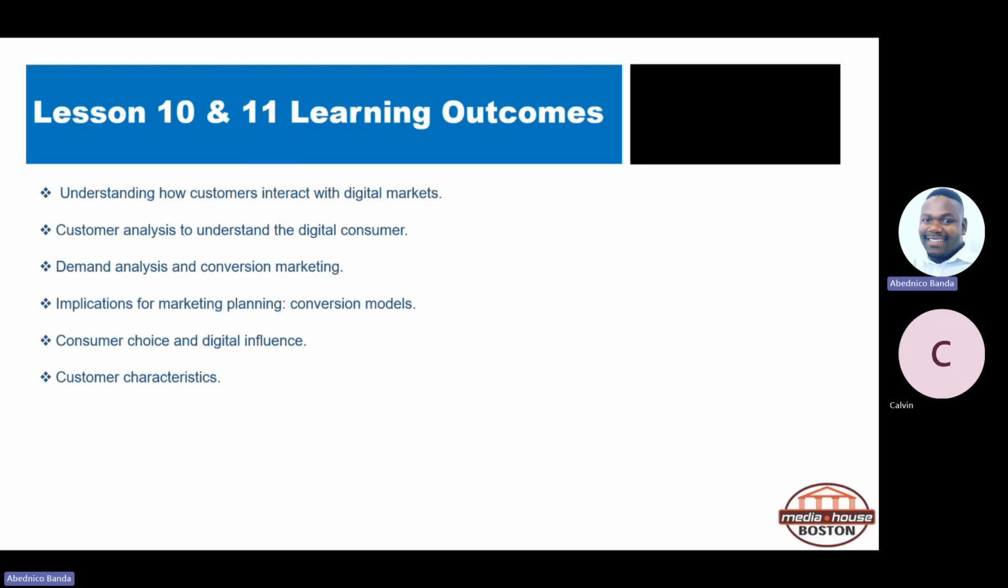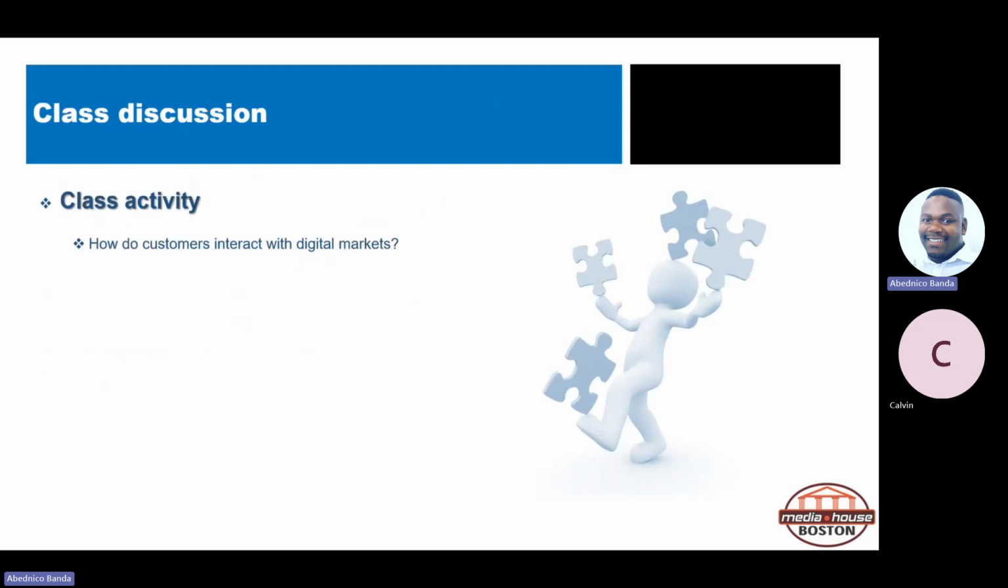You also need to do customer analysis to understand a digital consumer. You need to understand demand analysis and conversion marketing. You should be able to know the implications for marketing planning, which are the conversion models. You should be able to understand consumer choice and digital influence, like what influence does the online environment play in consumers. For example, does social media influence consumers to buy something? Then, of course, we're going to look at customer characteristics.